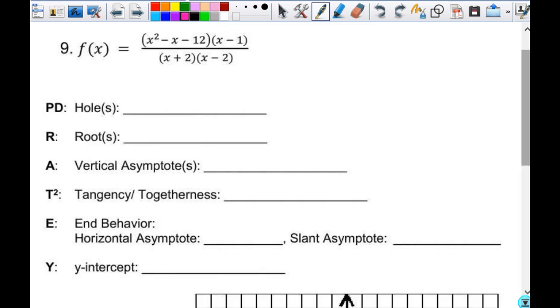All right, so in order to figure out my holes, I need this to be completely factored. Now the nice thing is it's already kind of factored for me. Maybe this doesn't factor. Maybe that's why it's like that. Can I factor this? Yes, I can. So this actually factors into x minus 4 and x plus 3. And then this is x minus 1, all over x plus 2, x minus 2.